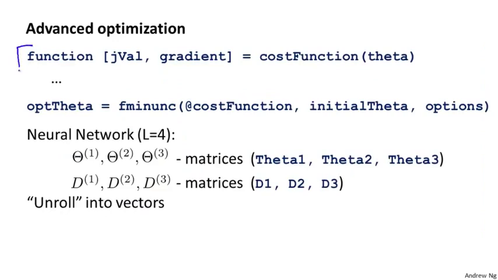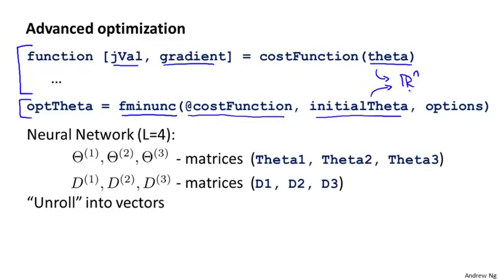Concretely, let's say you've implemented a cost function that takes as input your parameters theta and returns the cost function and returns derivatives. Then you can pass this to an advanced optimization algorithm like fminunc, and fminunc isn't the only one, by the way. There are also other advanced optimization algorithms, but what all of them do is take as input a pointer to the cost function and some initial value of theta. These routines assume that theta and the initial value of theta are parameter vectors, maybe R^n or R^(n+1), but that these are vectors.